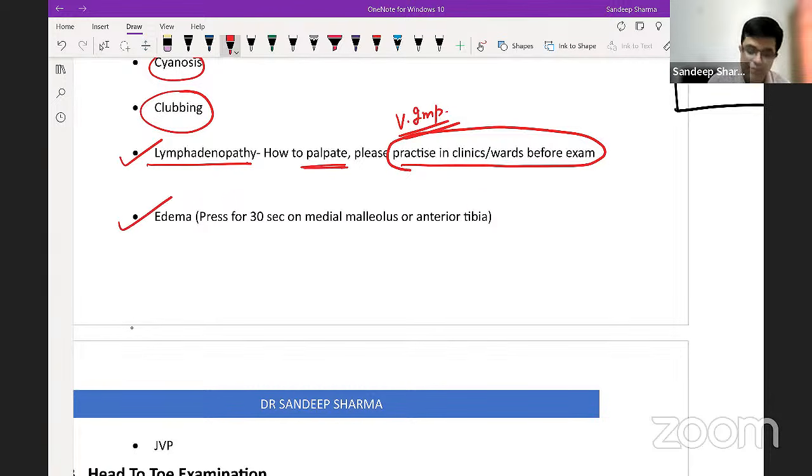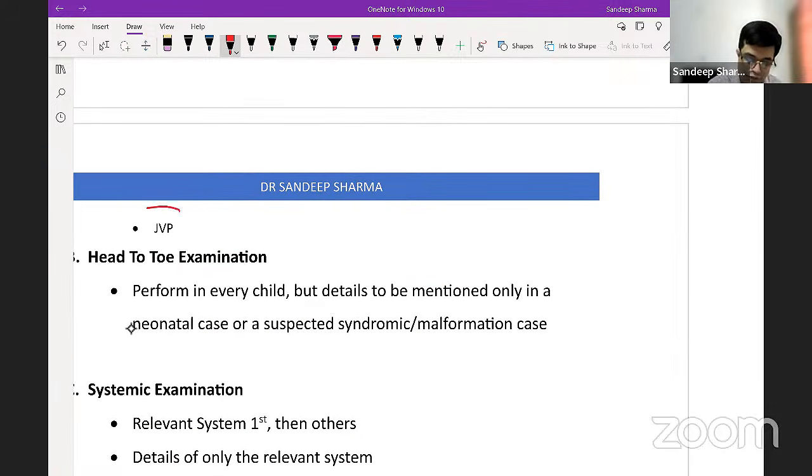Then we'll check for edema in the patient. Edema, where do you check for? We press for 30 seconds on the medial malleolus or anterior tibia, and you mention whether it is bilateral or unilateral, pitting or non-pitting, and you make the adjustment accordingly. And then jugular venous pressure, you will mention if you are able to see, if you are able to calculate the jugular venous pressure in the patient.